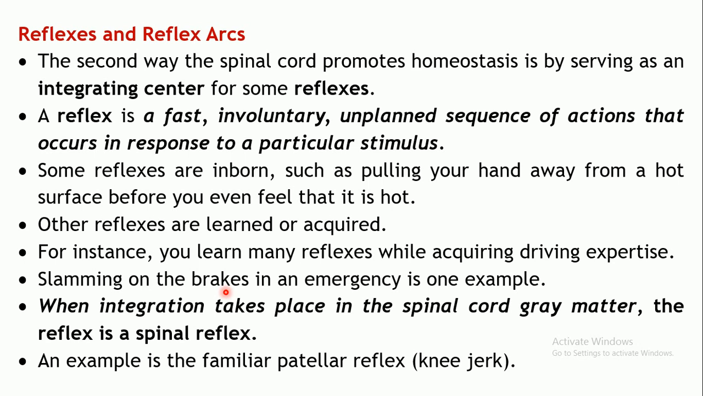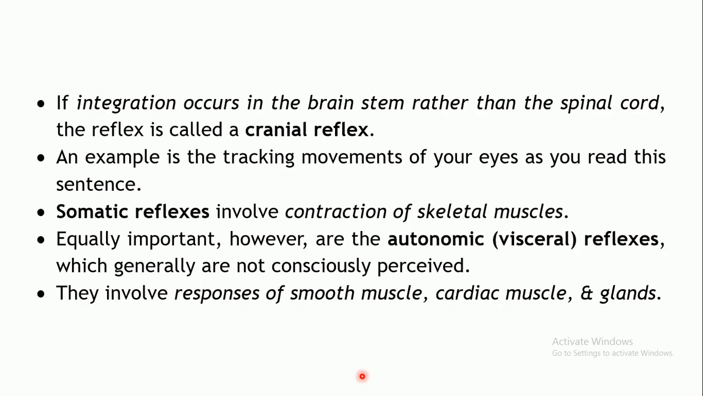Okay. Now reflexes again can be of different types depending upon where the processing has taken place. Say for example where the integration has taken place in the grey matter of the spinal cord, that particular reflex is known as a spinal reflex. Example is the patellar reflex or knee jerk. Now if the integration takes place in the brain stem, which is a lower area of your brain, right? So it's not taking place in the spinal cord, but it is taking place in the brain stem. Yet the information is not reaching the higher center. It is getting integrated at the brain stem. Such a reflex is called a cranial reflex.